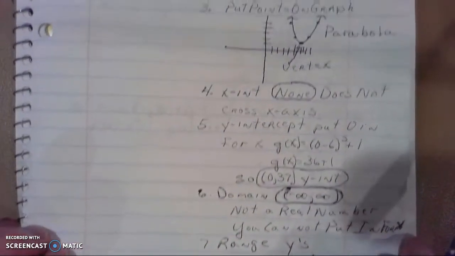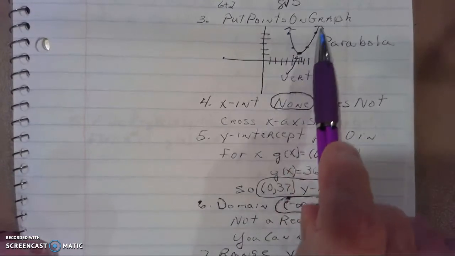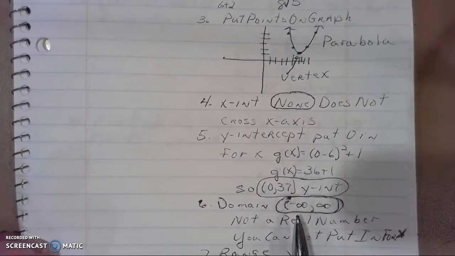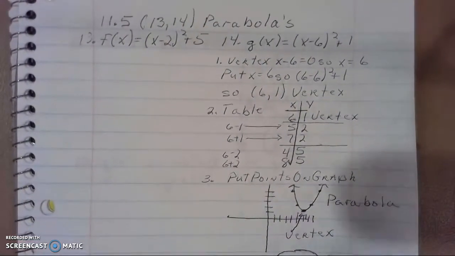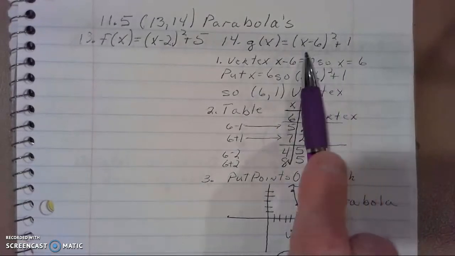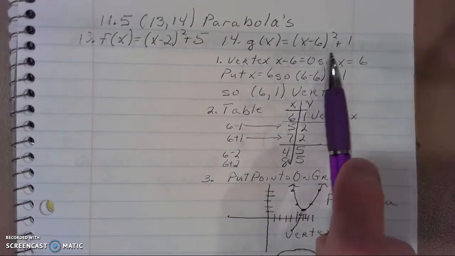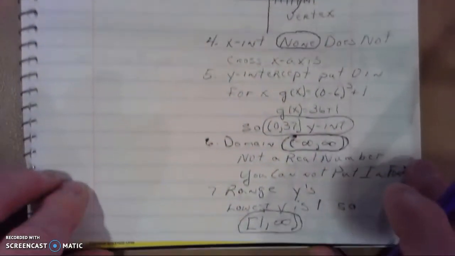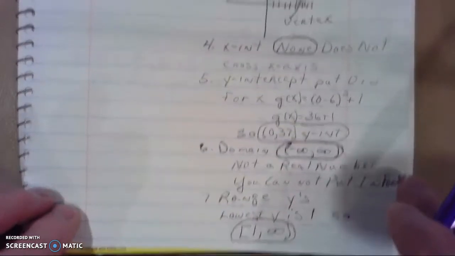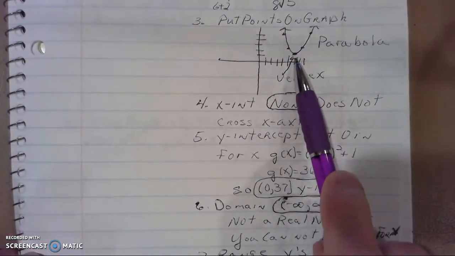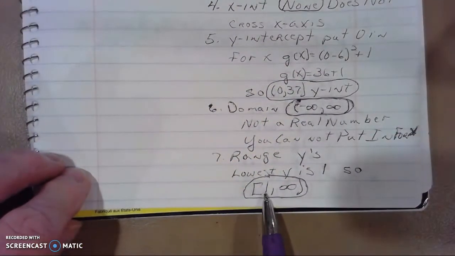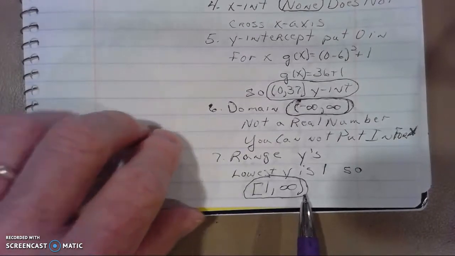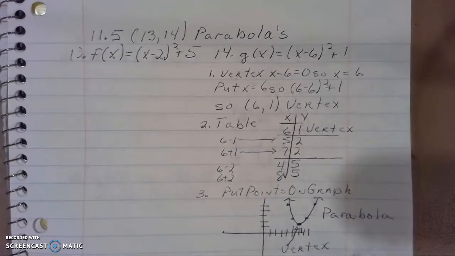Our domain, look at our graph here. Does it ever stop as it goes left and right? No. So the x's, that's what domain is, from -infinity to infinity. And another thing to look at is our original equation. Are there any x's in the denominator? No. So our domain is all real numbers. Our range is the y-coordinates. Looking back at our graph, what's the lowest y-coordinate? It is 1. So our range starts at 1, bracket 1, and goes to infinity. That is briefly talking about parabolas.